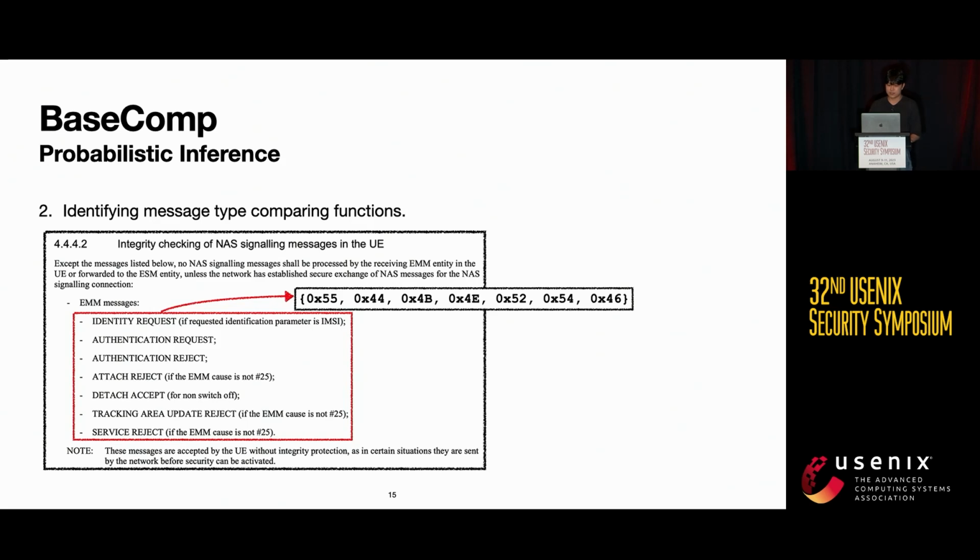Then the second step is identifying the message type comparing function. The subclass 4.4.4.2 in TS 24.301 specifies the message types that can be accepted by the baseband before a secure communication channel is established. By using the values here, we find the variable that should contain the message type.